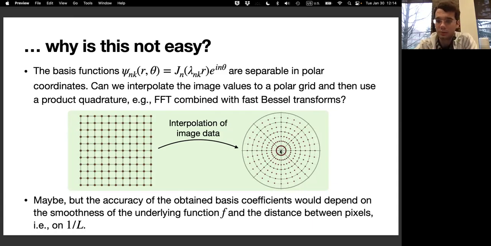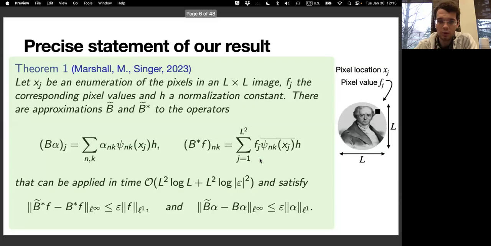Oh, sorry, product quadrature. So you could try this if you want, but it doesn't really do what we want, because the accuracy of this interpolation is going to depend on the properties of the underlying image here. So if they're sampled from a smooth function, you get some bounds. But we want to get accuracy guarantees that are independent of the smoothness. And in fact, we want to do it for these noisy images that are not even continuous. Okay. So what do we do then? Well, let me show you the main result that we'll go through.